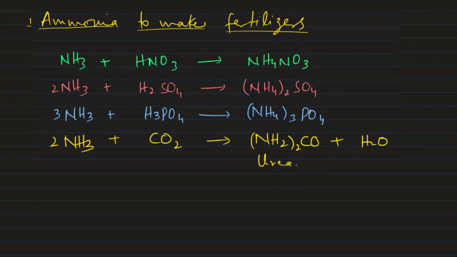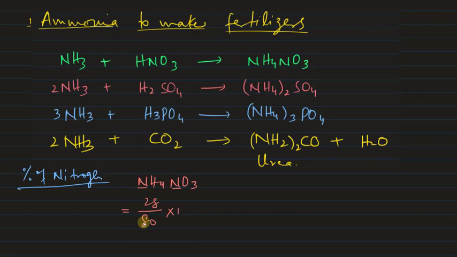So now let's see the percentages of nitrogen in different fertilizers. So for example, we have ammonium nitrate, that is NH4NO3. If you want to find the percentage of nitrogen, you will use the mass of nitrogen, that would be 14 plus 14, 28, and divide it with the molecular mass of this compound, which is 80, and multiplied by 100. That will give you the percentage of nitrogen in it, which is 35%.